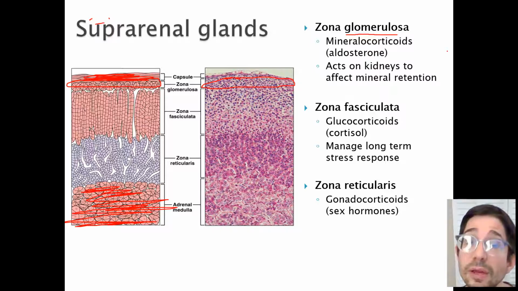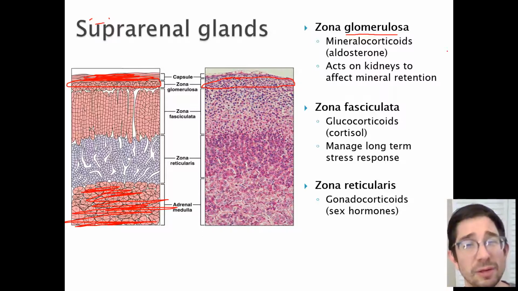So corticoid, don't be afraid of that. That just means in the cortex. And the hormone is doing something with minerals. And as you can read, it says it's acting on the kidneys to affect how they save or not minerals, mainly like sodium and potassium. So aldosterone is a type of hormone acting on the kidneys to affect mineral retention.